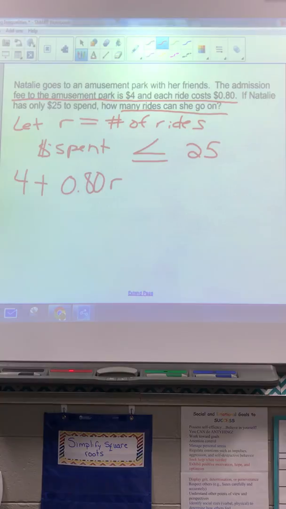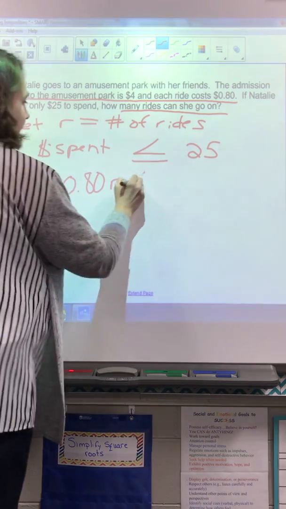3 rides, $2.40. We only wish that the rides at Old Settlers Days were this cheap. Ha ha ha.